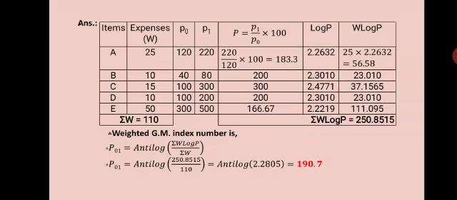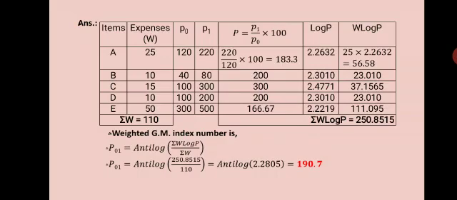Then we need to find the log of P values, that is log of 183.3 we will get 2.2632. Then log of 200 we will get 2.3010. Log of 300 we will get 2.4771. Then log of 200 again we will get 2.3010. And the last one, log of 166.67 we will get 2.2219.